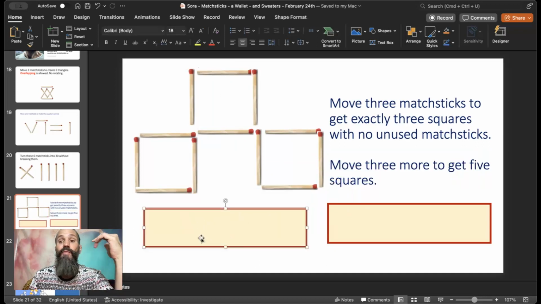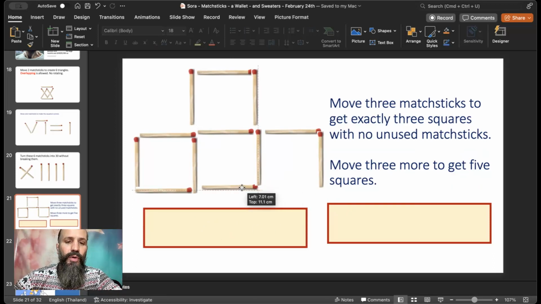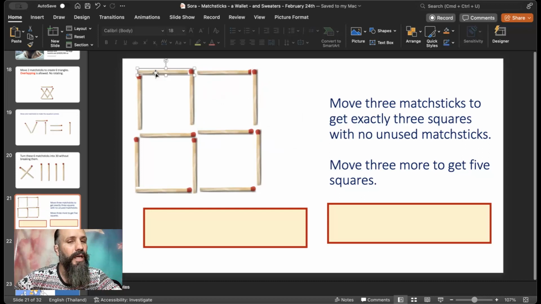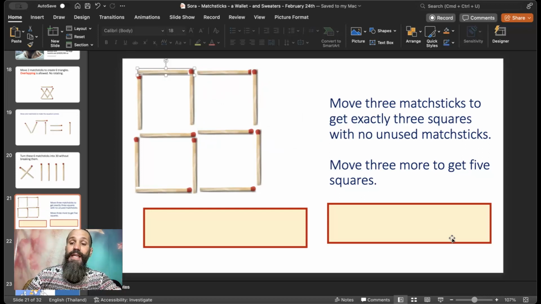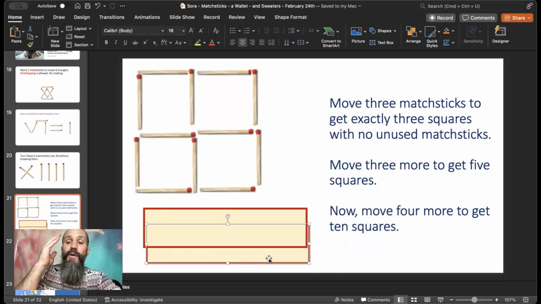And then the next one is to move 3 more to get 5 squares. Now, if we want 5 squares and we got to move 3, there's several ways we can do it, maybe, but we got to bring them over here, and we're just going to bring into a 4 square. But of course, there's 1 big square on the outside, and then you have the 4 squares, and we're not finished yet. Now move 4 more to get 10 squares.